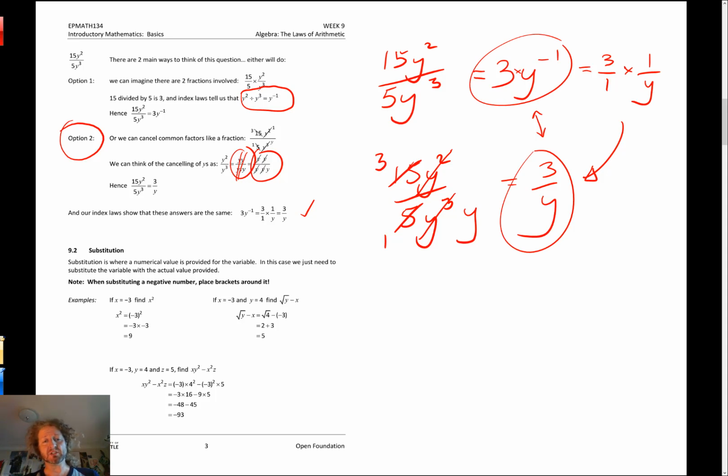Okay, now substitution, well, it's the nicest part of this, which is it's not even algebra really. It's stopping the algebra. It's saying instead of having letters, I'm going to give you the numbers they're meant to represent. So that sounds pretty easy. It's not bad. The only thing, and I've put it in bold, this is the main thing that causes trouble. When substituting a negative number, place brackets around it. And I'll go straight to the first question.